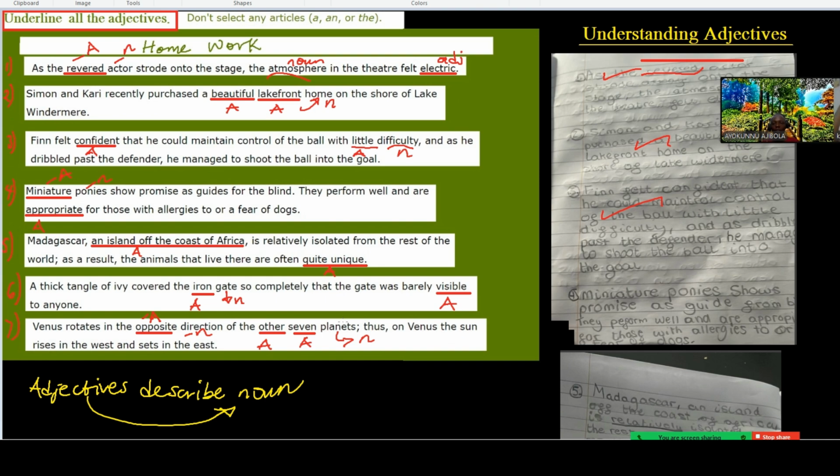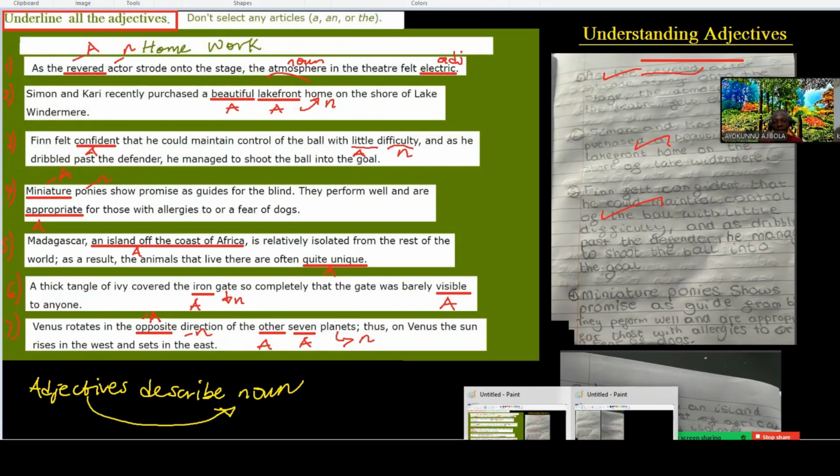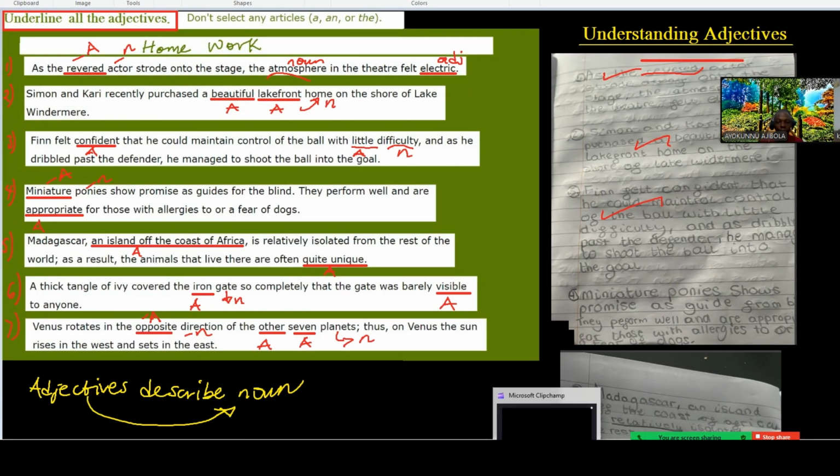So I believe you understand this now, right? Good. So all about adjectives is what we have discussed. I want you to note down your corrections to the ones you missed. Okay, so I'm going to give you an assignment before we round up, okay?